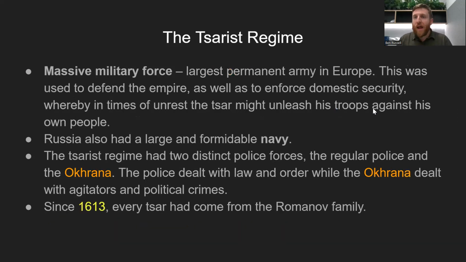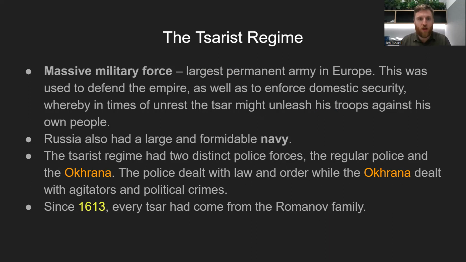Now, adding on to the makeup of the government and the makeup of the Tsarist regime, Russia had a massive military force. It was the largest permanent army in Europe. It was used to defend the empire, as well as to enforce domestic security, which will become relevant in our next topic, whereby in times of unrest, the Tsar might unleash his troops against his own people. Russia also had a large and formidable navy, another thing that will be mentioned in our next topic when we look at the Russo-Japanese War.